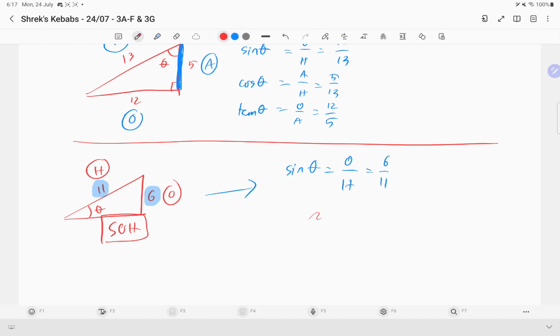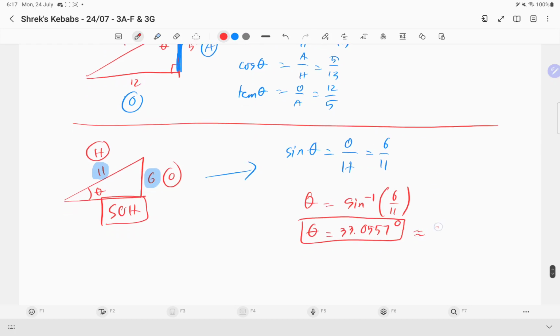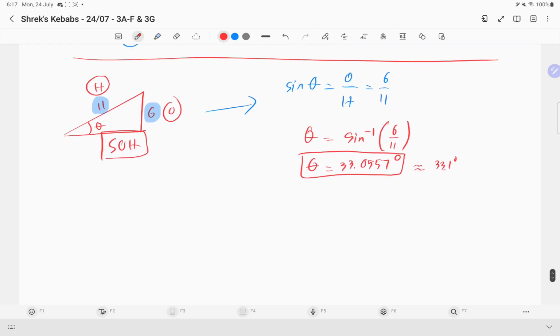Then to find the angle theta, note that sine of theta equals a certain value. So the angle theta is inverse sine of that value. And when you punch it into the calculator, the answer will be 33.0557 degrees. Right, so the angle is 33.0557 degrees, or to one decimal place, 33.1 degrees. Okay, so this is the triangle where you need to use the sine rule to solve for the angle.